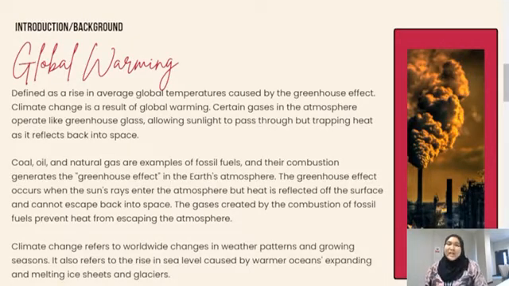Coal, oil, and natural gas are examples of fossil fuels, and their combustion generates the greenhouse effect in the Earth's atmosphere. The greenhouse effect occurs when the sun's rays enter the atmosphere, but heat is reflected off the surface and cannot escape back into space. The gases created by the combustion of fossil fuels prevent heat from escaping the atmosphere. These greenhouse gases are carbon dioxide, chlorofluorocarbons, water vapor, methane, and nitrous oxide.